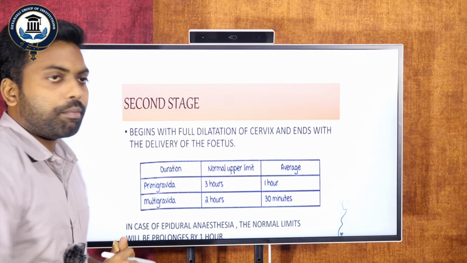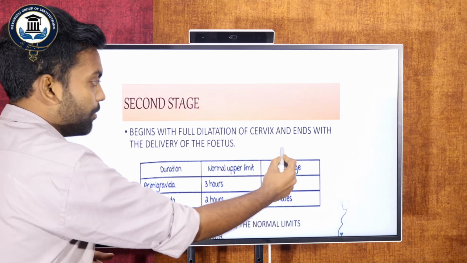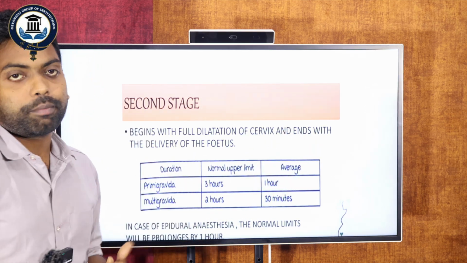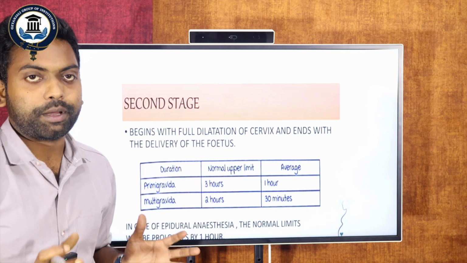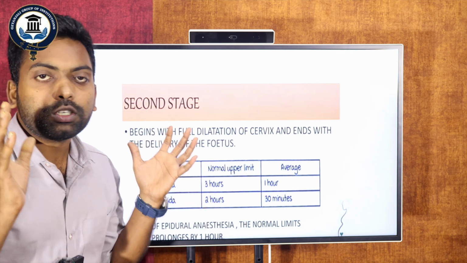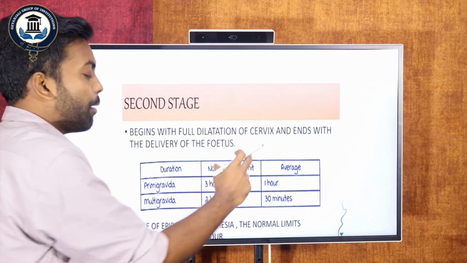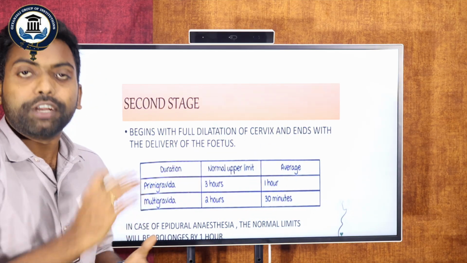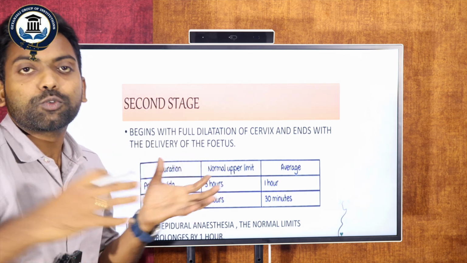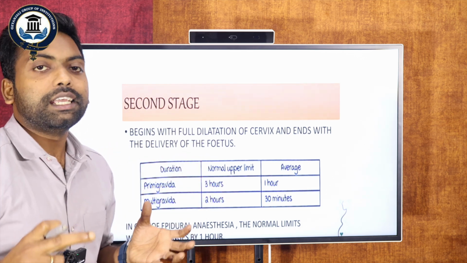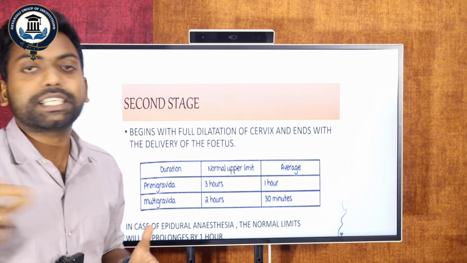The second stage of labor begins with the complete dilatation of the cervix and ends with the delivery of the baby. This is a very precious stage during labor. We must pay the most attention to it, because once the second stage of labor happens, the delivery will occur and the fetus will be delivered. Once the delivery happens, immediately fetal resuscitation, neonatal resuscitation, will happen.